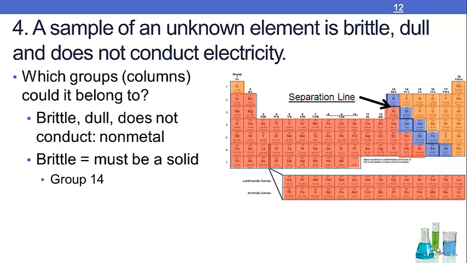So group 14 has carbon in it. That's the only nonmetal, and it is a solid, so it could be carbon. In group 15, we have phosphorus, which is a solid, so it can't be nitrogen because that's a gas. So phosphorus is the only option in group 15. Group 16 could be sulfur or selenium. Those are both solids. Oxygen, of course, being a gas, so it can't be brittle. And then in group 17, iodine is also a solid. So it's not going to be fluorine, chlorine, or bromine because those are all gases.